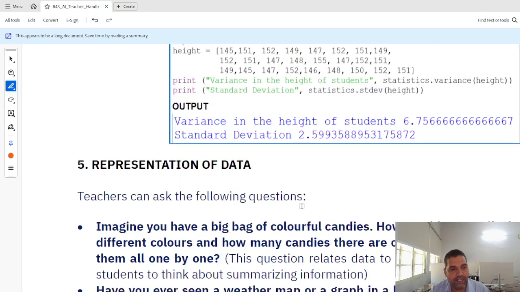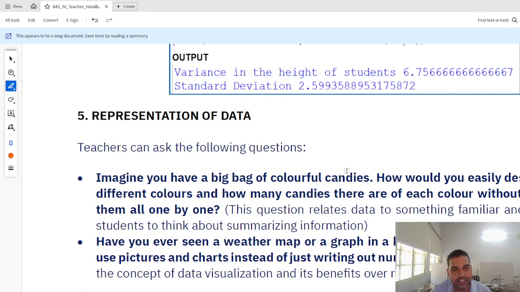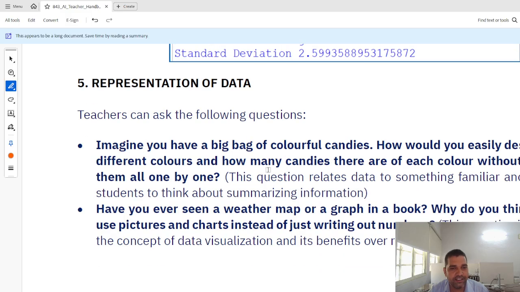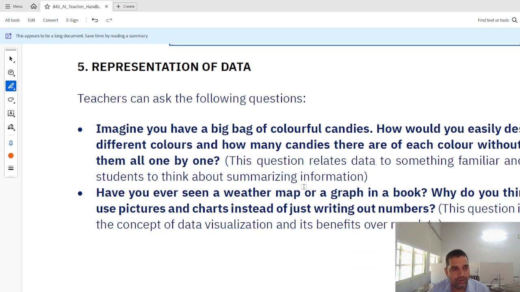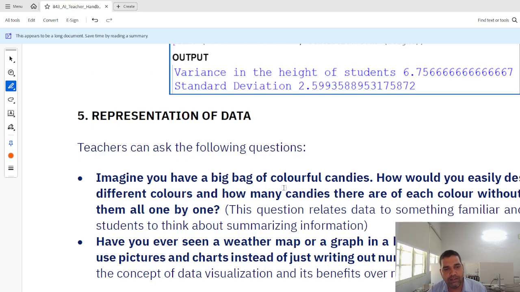Okay, now we move ahead. Now, how do we represent the data in a graphical format so that the user can understand it easily? Imagine you have a big bag of colorful candies. How would you easily describe the different colors and how many candies there are of each color without counting them all one by one?